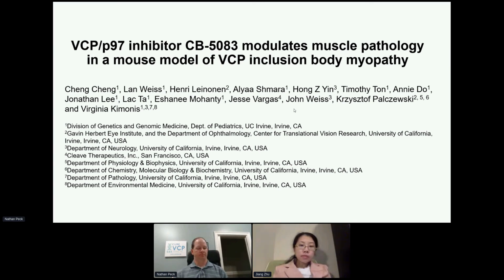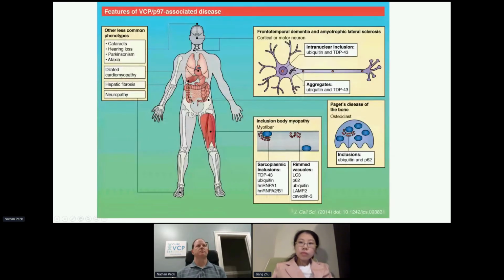Muscle pathology in our specific mouse model of VCP disease. Next slide, please. So this slide is very familiar for you guys already. VCP, multi-system proteinopathy that affects the bone, the muscle, and the brain. And we particularly see pathology in the cytoplasm of the cells in the central nervous system, as well as the myofibers. This includes protein aggregates and inclusion bodies.